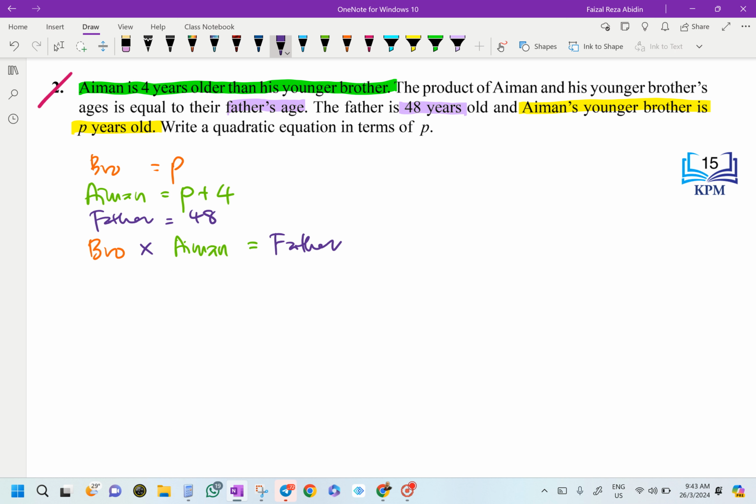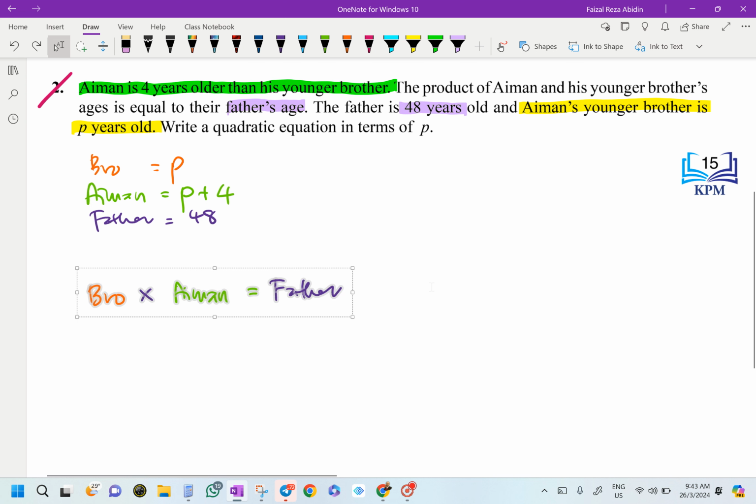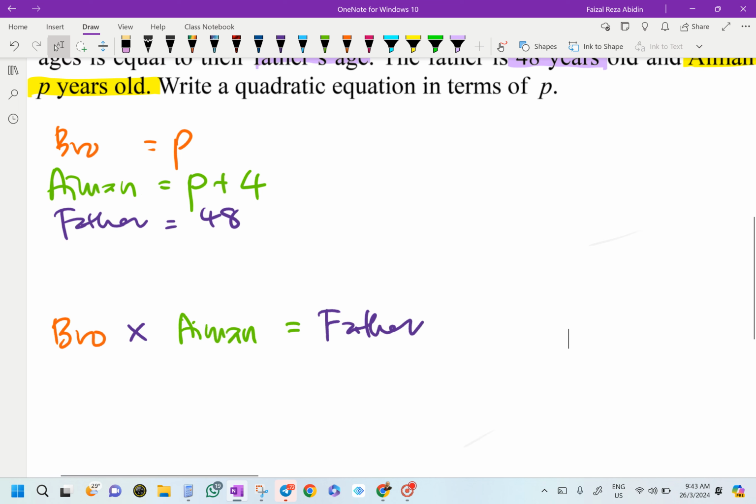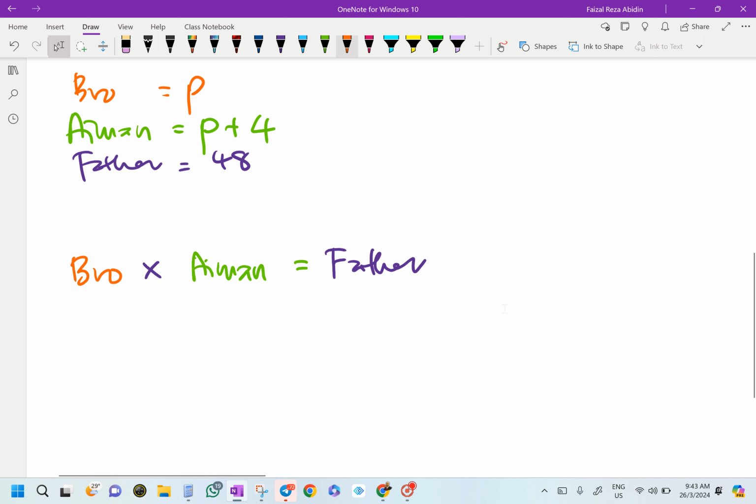So, write a quadratic equation. What are you going to do? Bagilah space sikit cikgu sini. Space. Okay. Everything we write down already, eh? So, just substitute bro P times Aiman P plus 4, equals 48. That's it. Are you sure?